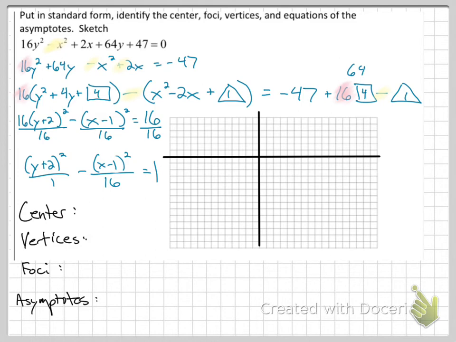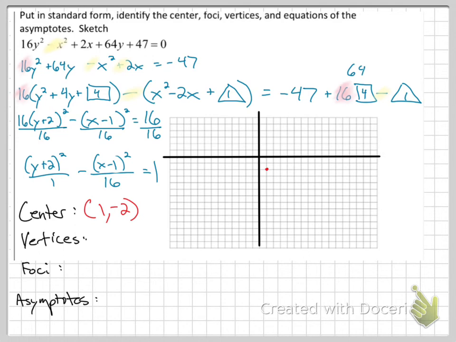Okay, there's all our answer blanks. So center, hopefully you're getting really good at center, but pay attention to the variables, right? If you wrote down -2, 1, it's wrong. The x variable comes from the x parentheses, so +1, and the y variable comes from the y parentheses. So 1, -2 is our center.